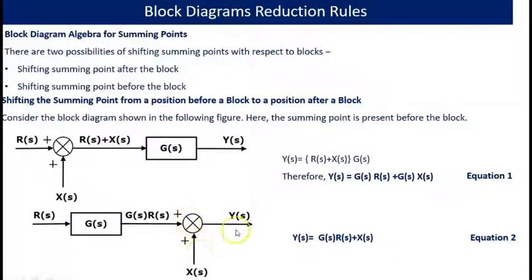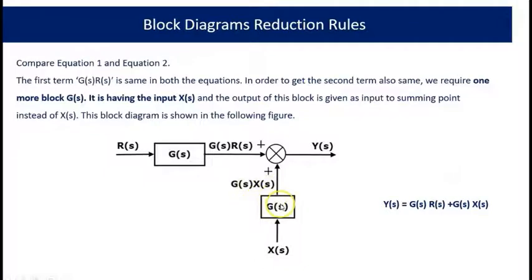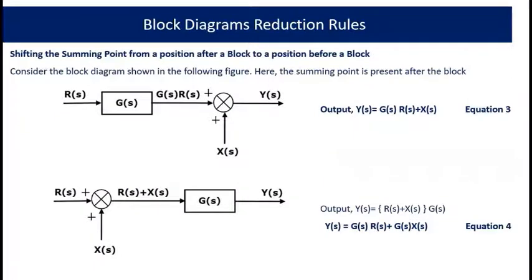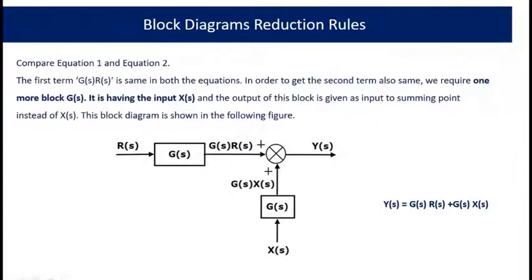So we have to remember this rule. If you want to shift the summing point from a position before the block to a position after the block, then we have to add a block with a transfer function g of s. Then y of s remains the same. So that's about summing point shifting from a position before the block to a position after the block.